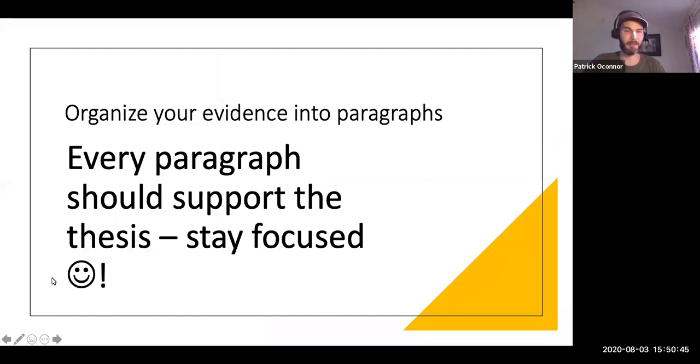Sorry for this insane looking smiley face down here. The next step is really simple, just to organize the evidence that you have into paragraphs that are all going to support that thesis, right? This is probably my favorite rule to remind people of in all of writing. Every paragraph in your paper should be there for a reason, and it should support that thesis. So stay on topic, stay focused, and make sure what you include is relevant to what you told me you were interested in at the beginning of the paper in your thesis statement, all right?